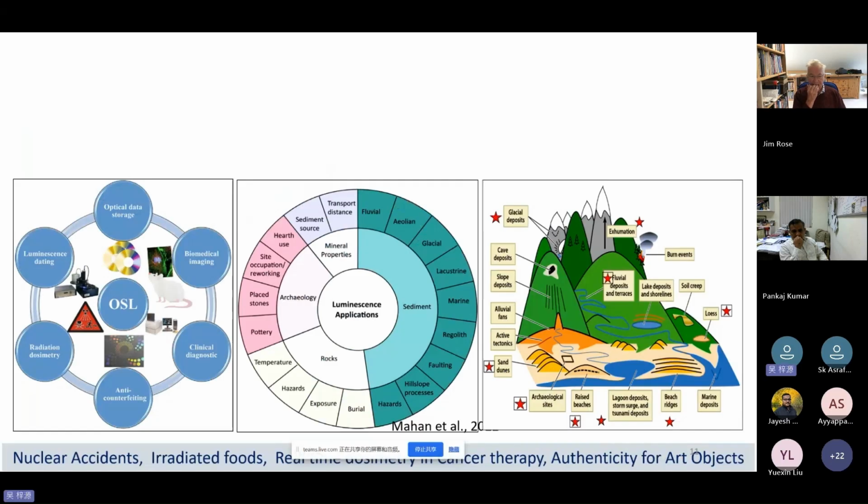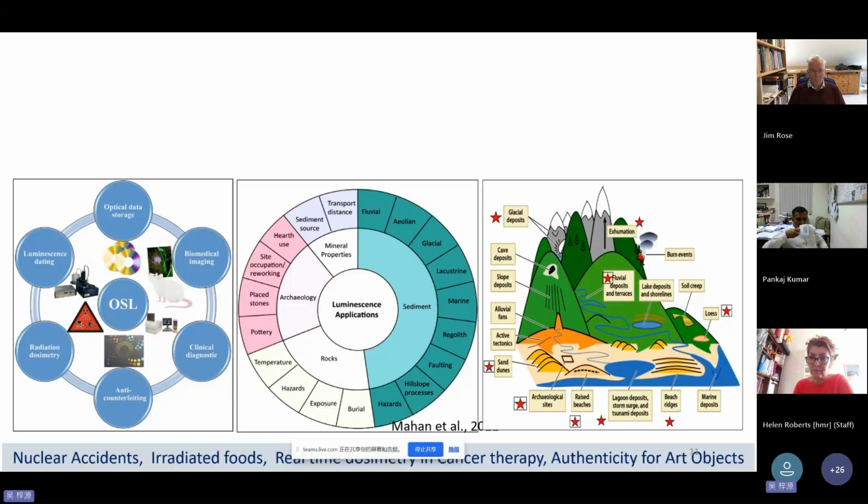This method has not only found use in application to earth sciences and archaeology, but has also found major use, thanks to the development in earth sciences, in radiation dosimetry, cancer therapy, retrospective measurement of dose after nuclear accidents, and optical data storage, and there could be another talk on these issues.